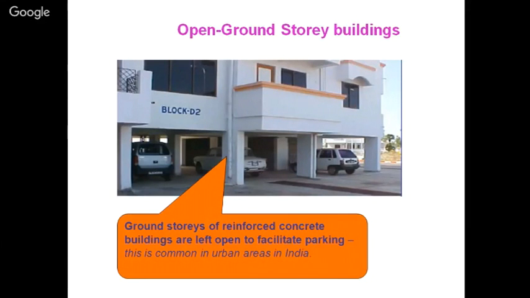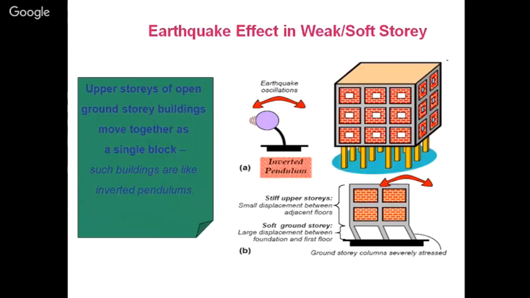Open ground story buildings, that is the soft story mechanism, is something we are required to remove. We should not do it. This is the inverse pendulum type of system. A complete mass, which is quite high compared to your ground floor stories, is vibrating in a manner which is not required. We should avoid it. We should give consistency to the mass we are providing in the upper stories, or if we are providing mass at the upper stories, we should equally provide that mass and stiffness to the ground floors also.